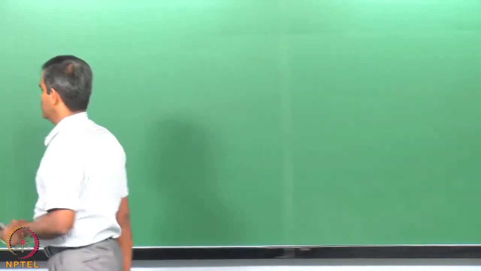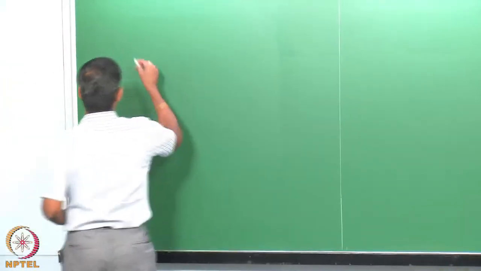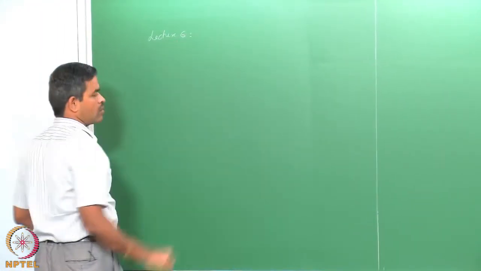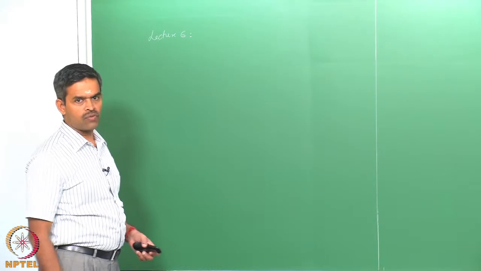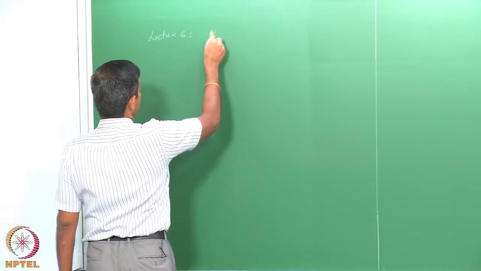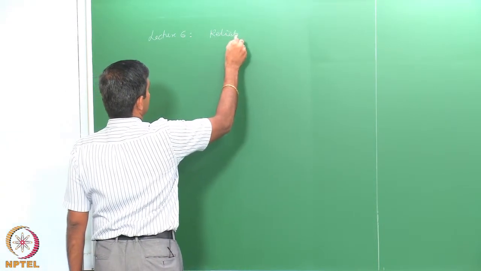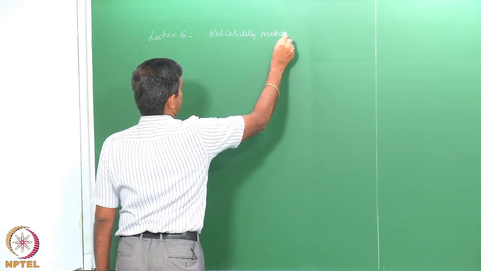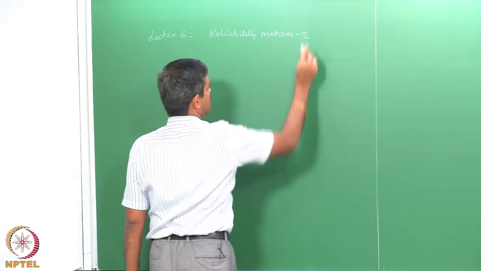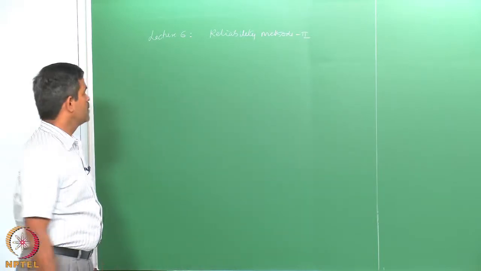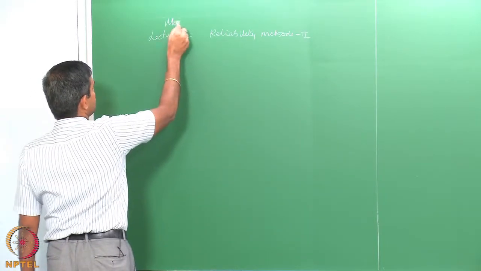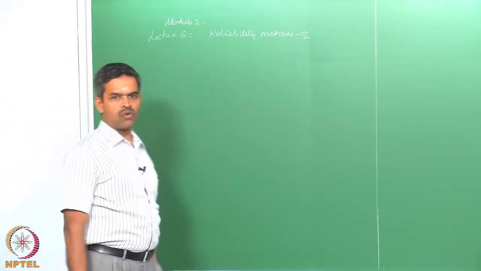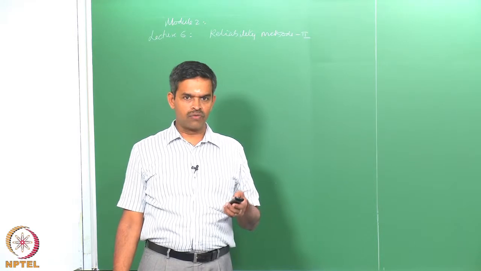We will talk about the 6th lecture on module 2 in the online course on risk and reliability of offshore structures. In this lecture, we will continue with the reliability methods which we started in the last lecture. This is the lecture on module 2 of the online course on risk and reliability of offshore structures.